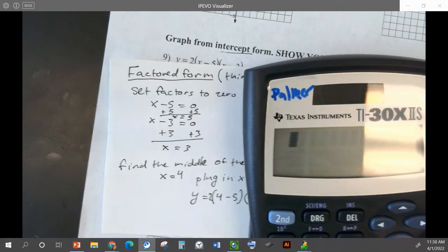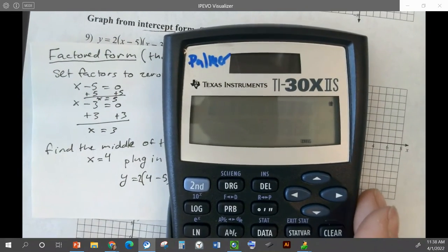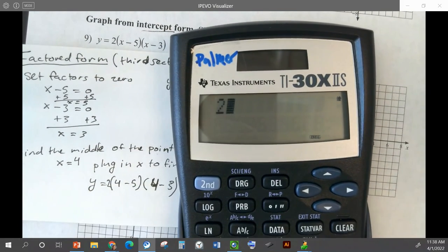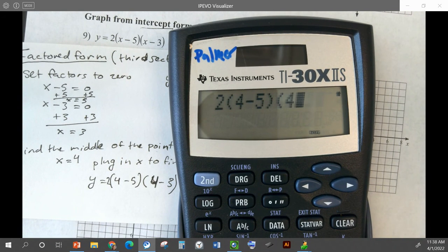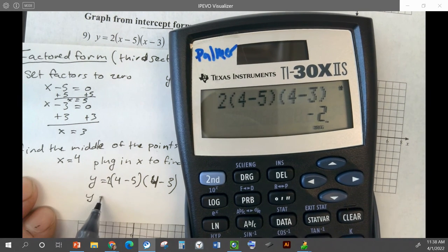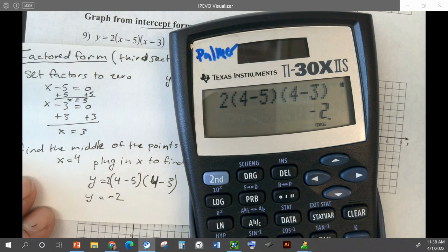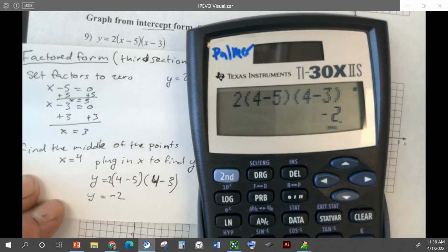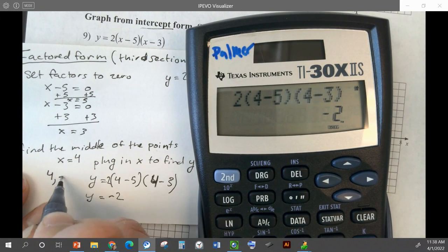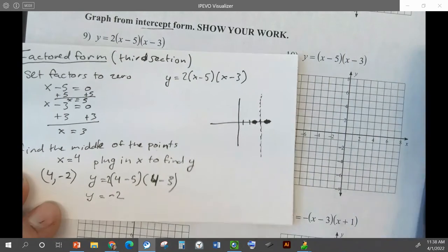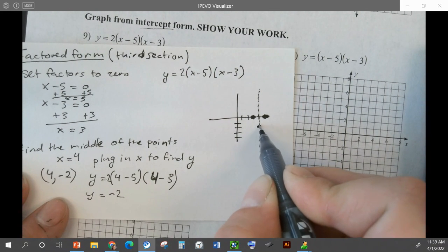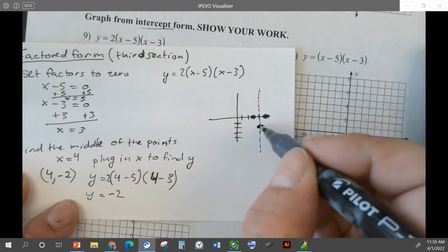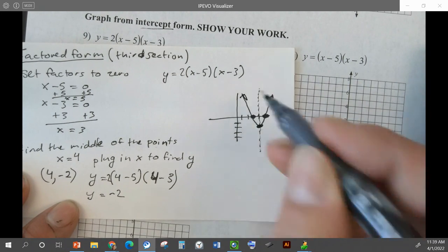So I'm just going to scoot my calculator in here. So all I'm going to do is type this in. So I've got 2 parenthesis 4 minus 5 parenthesis 4 minus 3 parenthesis, and it's giving me -2. So our next point, our vertex, would be (4, -2), and then just plot that. 1, 2, 3, 4. 4, -2. So I didn't need those extra lines. And there's my parabola.